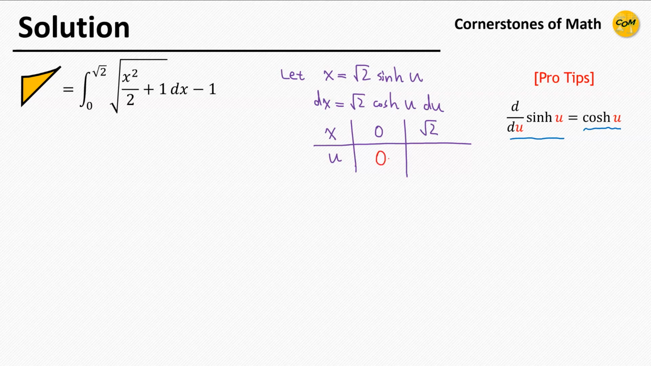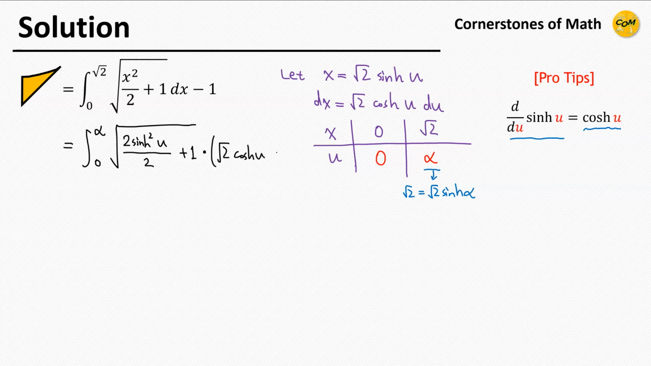Moreover, u equals 0 when x equals 0, and suppose that u is equal to alpha when x is equal to square root of 2. That is, alpha satisfies square root of 2 equals square root of 2 hyperbolic sine alpha. Then we have the integral from 0 to alpha of the square root of (hyperbolic sine squared u divided by 2 plus 1) times square root of 2 hyperbolic cosine u du, then minus 1. Here, this inner part is hyperbolic sine squared u plus 1.